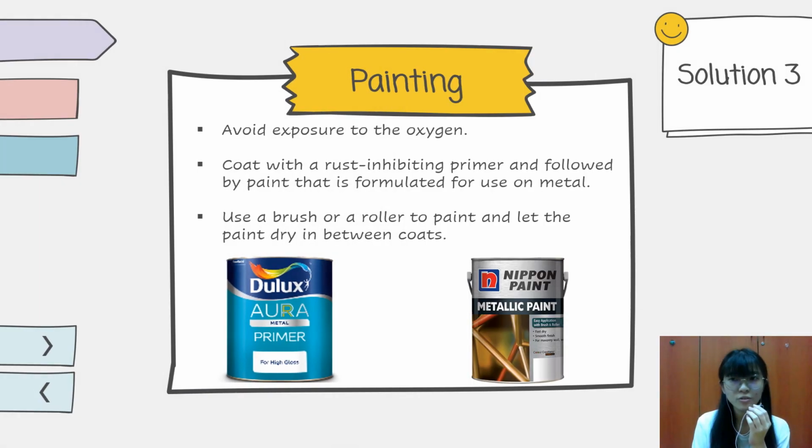The solution for the corrosion problem is painting. Painting can avoid exposure of the metal to oxygen. We can coat the metals with a rust-inhibiting primer, followed by paint that is formulated for use on metal. We can use a brush or roller to paint and let the paint dry in between coats.